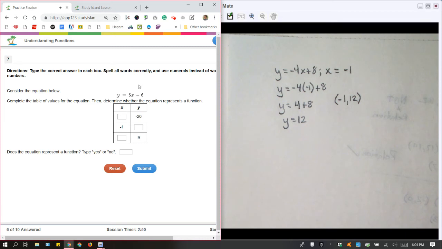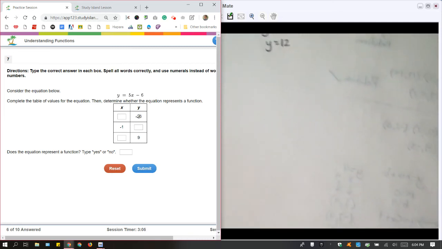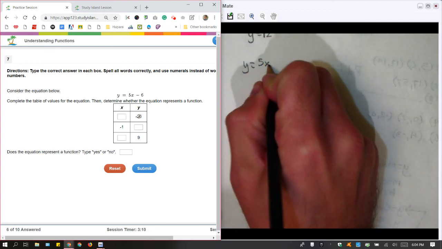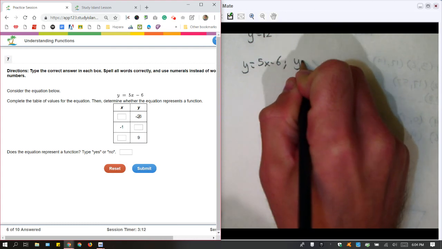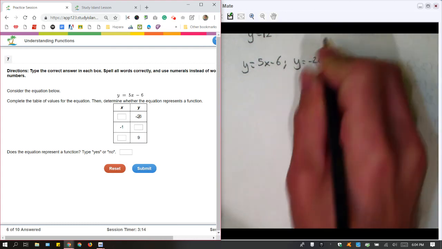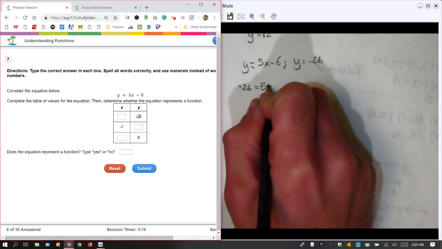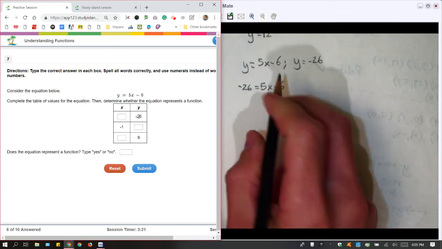Okay, consider the equation below, y equals 5x minus 6. Complete the tables of values for the equation, and then determine whether the equation represents a function. So here we go. y equals 5 times x minus 6. What if y is -26? Let's go ahead and write an equation. If y equals 5x minus 6, and we get y is -26, we can simply substitute that in. So -26 is equal to 5x minus 6. Now we have to solve.